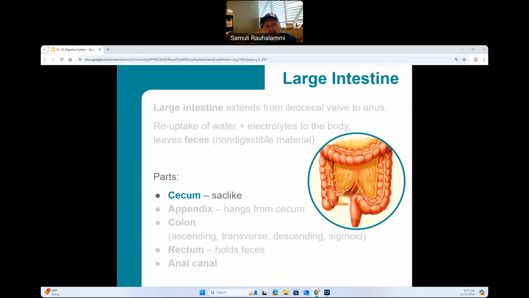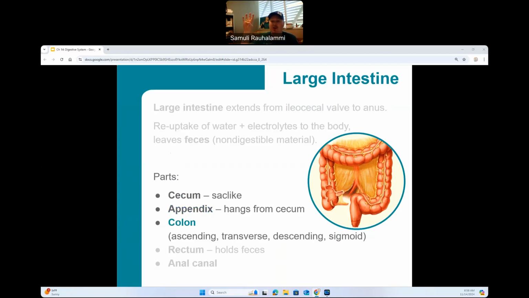Let's start with the cecum. The cecum is the sac-like first part of the large intestine. And from there we see the appendix hanging. Sometimes the appendix can become inflamed, appendicitis. We've already talked about the appendix in the pathological section of the content in our previous videos. I also wanted to mention the colon. The colon is the most prominent part of the large intestine.